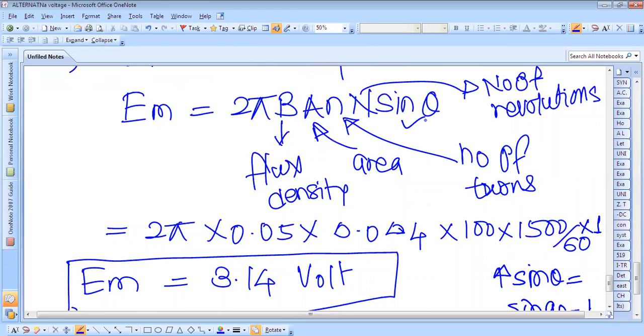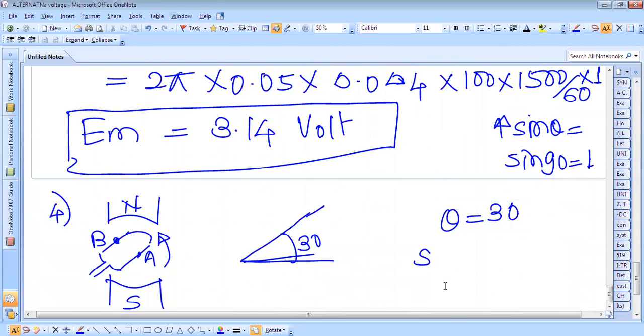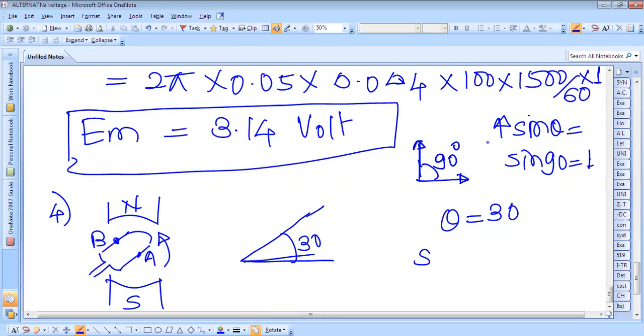But in this case, it is given the axis of rotation being at right angles to the direction of the flux. That's why this coil is like this in this direction. Therefore, it is making an angle of 90 degree. And therefore, at that time, maximum flux is cut by the coil, and therefore sine 90 is equal to 1. That's why we have got here like that.